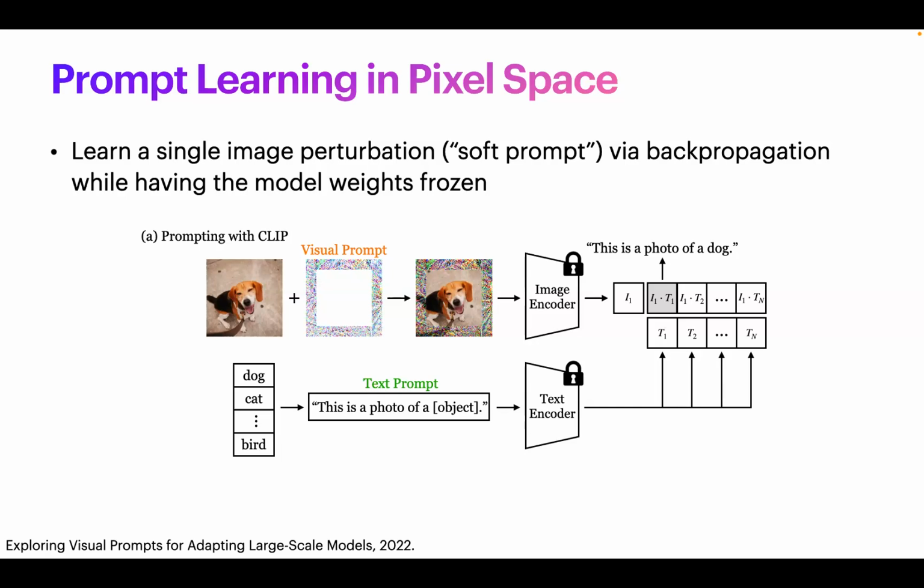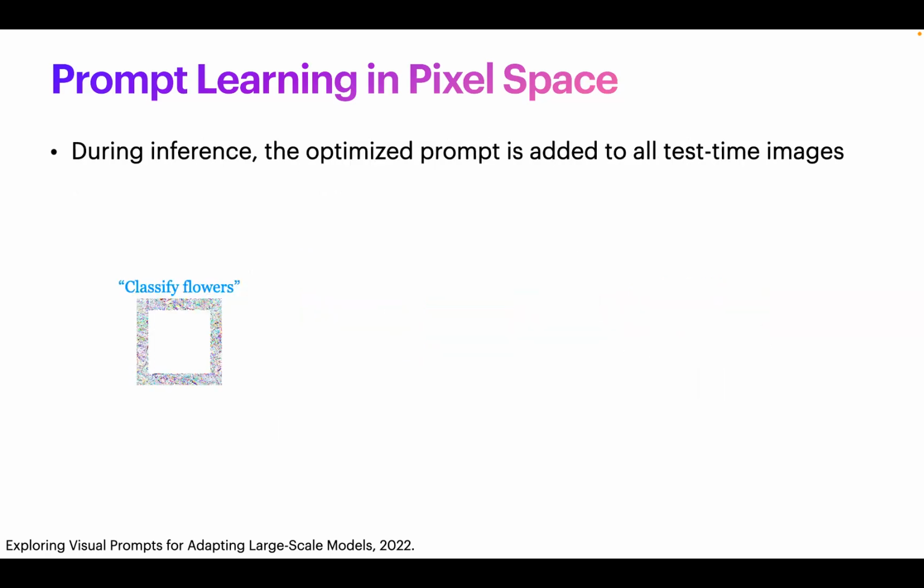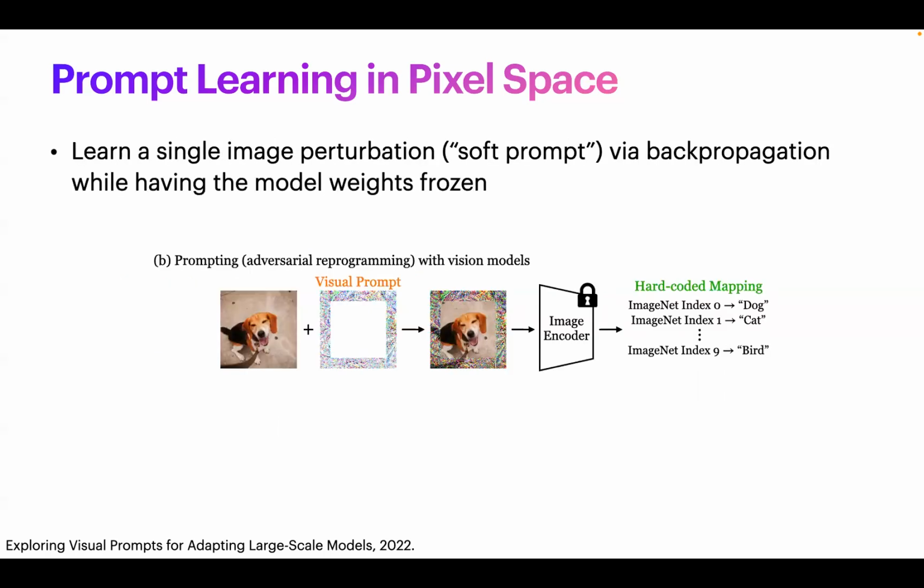Similarly, we define input transformation as a pixel transformation, and for output transformation, kind of a hard-coded mapping, where index 1 would refer to a dog class and index 2 to another class. And we similarly just fix the entire parameters of the model and use backpropagation to obtain the pixel prompt that we desire.